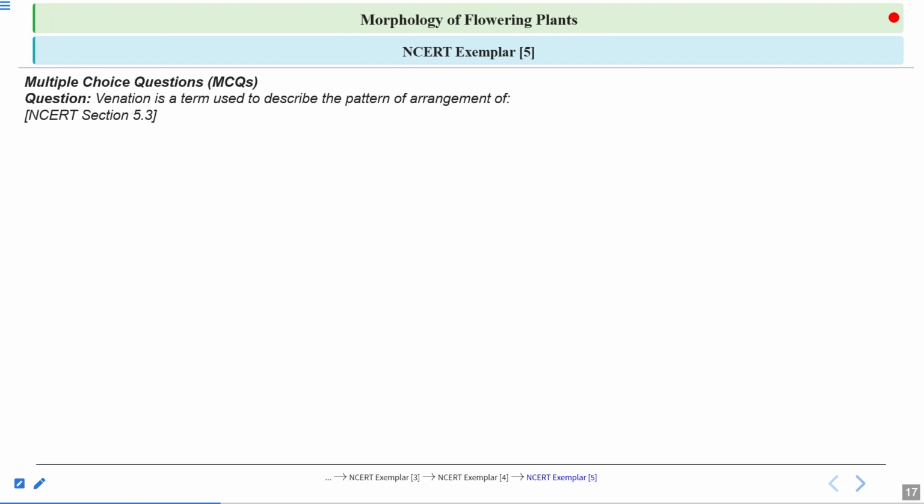So this was our question. Venation is the term used to describe the pattern of arrangement of veins and veinlets in a lamina. You see, there is a lamina, that is the green part of the leaf, and there is a midrib, and from the midrib many veins come out, and after the veins there are veinlets also. So that is called venation. In dicots, we have the reticulate type of venation, and in monocots, we have parallel venation, right? And this is one of the differences between dicots and monocots also. So let us see the explanation part of this question.